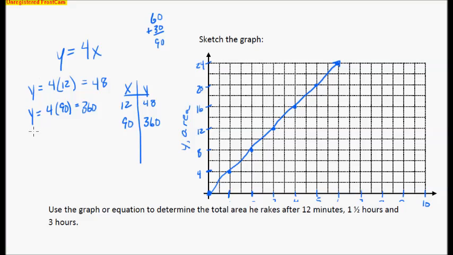All right, and 3 hours, I want to do the same thing. 3 hours would be 180 minutes. All right, and if I multiply those, I'm going to get 720. All right, so 180 minutes is going to give me 720 square units that he is going to be raking. All right.